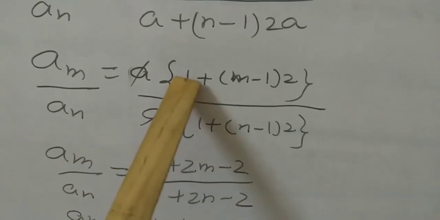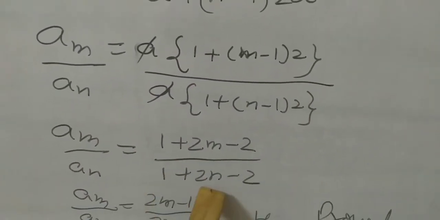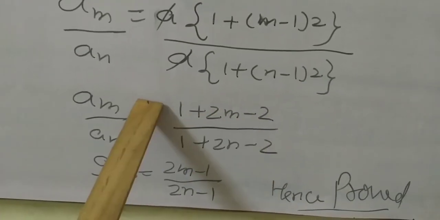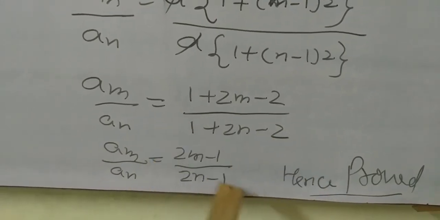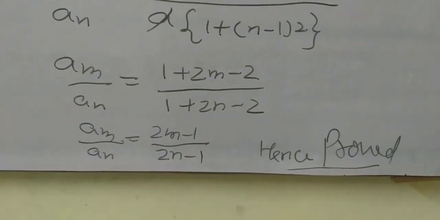A cancelled, student. Now open the bracket here. 1 plus 2m minus 2, 1 plus 2n minus 2. 2m minus 2 plus 1 gives 2m minus 1, and 2n minus 2 plus 1 gives 2n minus 1. Am upon an equals 2m minus 1 upon 2n minus 1.